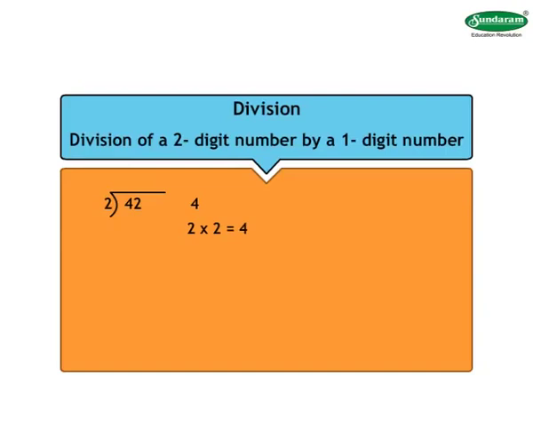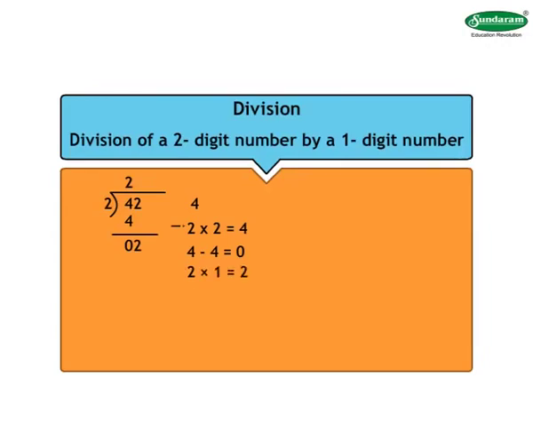So write 2 above the line and write the product 4 below the digit 4. Show the arrows, that is, 2 into 2 is equal to 4. Subtract 4 minus 4 is equal to 0. Now, bring the next digit in the dividend, that is 2, next to 0. Again, recollect the tables of 2. We now have to divide 2 into 2 equal parts. 2 into 1 is equal to 2.